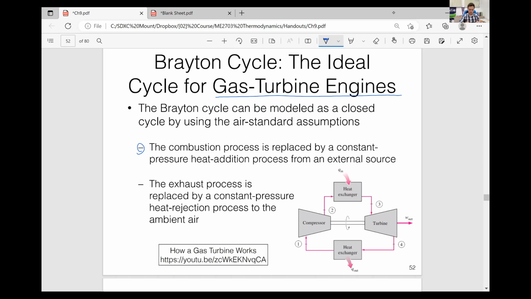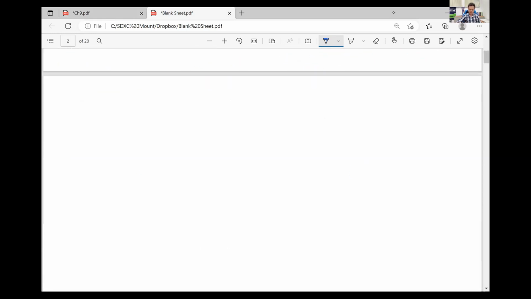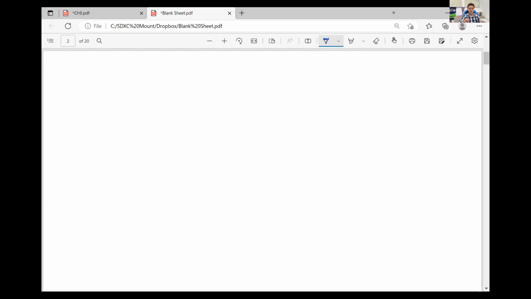Okay, right. So the combustion process is replaced by a constant pressure heat addition, and the exhaust process is replaced by a constant pressure heat rejection. If you remember what the PV diagram looks like for the ideal Otto cycle and the ideal diesel cycle, now we are talking about the ideal Brayton cycle. So you can see the difference.